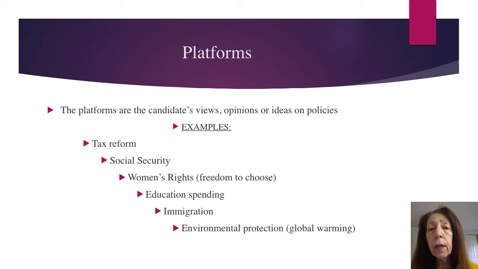Social Security has to do with money. The women's rights, freedom of choice, abortion. Educational spending. How much goes to your school system? What about college funds? What about college student loans? Immigration and immigration reform. The platform has to do with deciding who can come into this country and who can't.